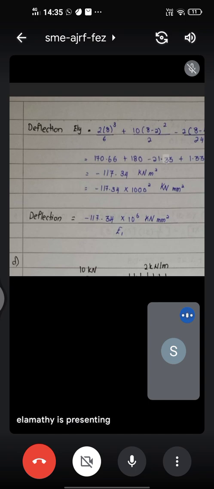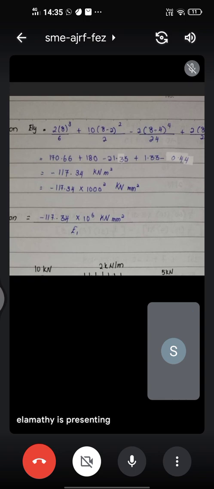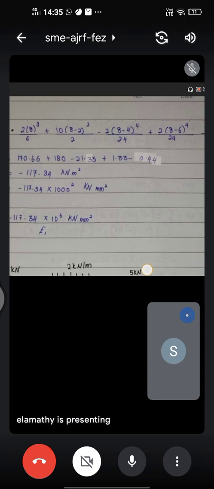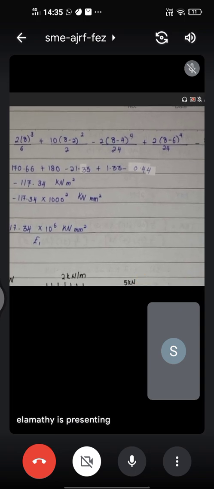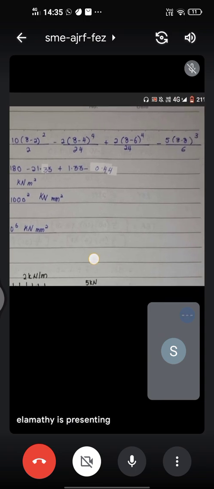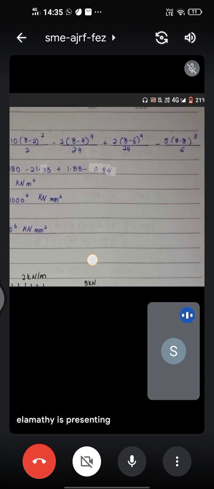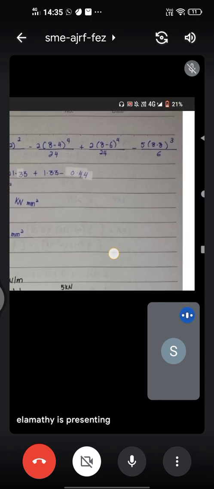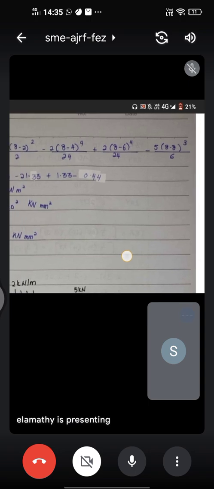Deflection EI y equals 2 times 8 power of 3 over 6, plus 10 times 8 minus 2 power of 2 over 2, minus 2 times 8 minus 4 power of 4 over 24, plus 2 times x minus 6 power of 4 over 24, minus 5 times 8.83 power of 3 over 6.